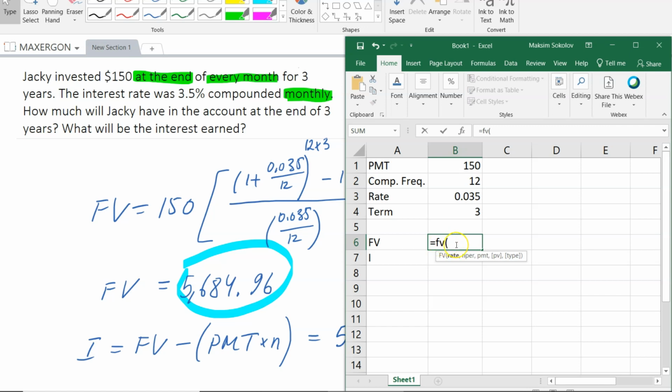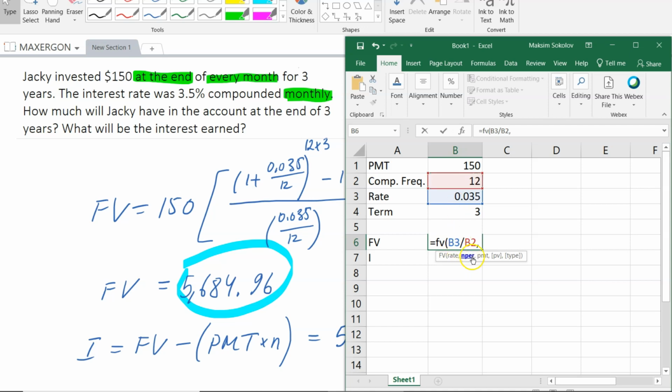Keep in mind that this FV function is designed for simple annuities. If you have a general annuity, you will need to convert the rate first. But in this case, we have a simple annuity. So first comes the rate. This rate in Excel is periodic rate. So we need to take nominal rate in B3 and divide by total number of periods in B2.